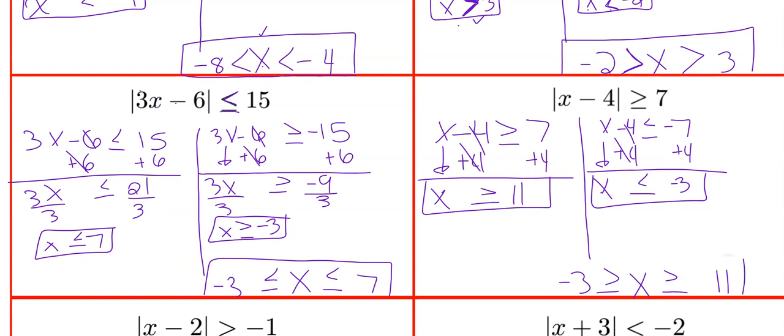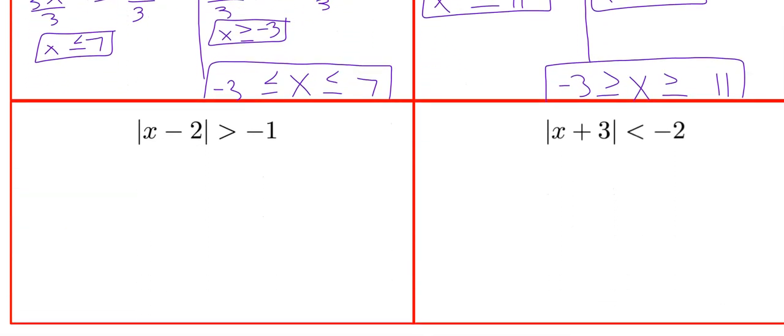So I would need a number that's either smaller than or equal to -3, like -5, -6, -7, -8, whatever, or a number on the other side of the number line that's bigger than or equal to 11, like 11, 12, 13, 14. Anything in those two ranges will make this inequality true. And you can pick any two numbers and check them yourself.